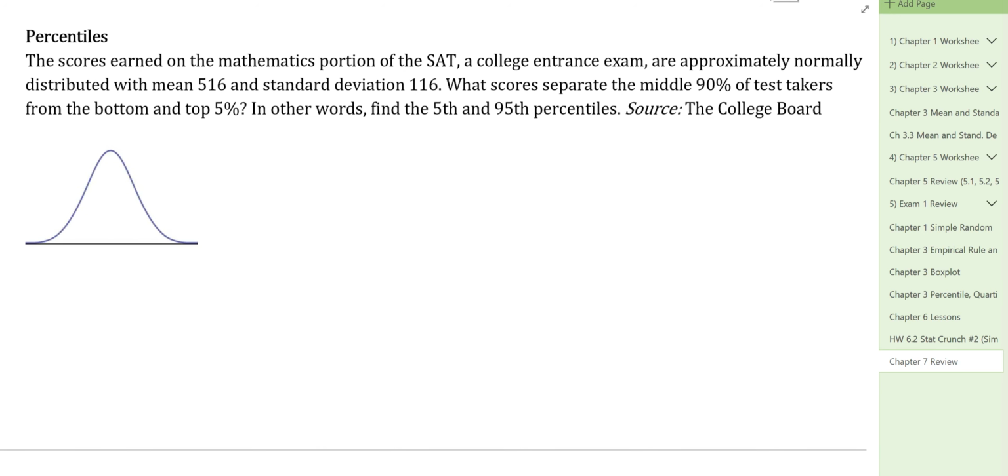The scores earned on the math portion of the SAT, a college entrance exam, are approximately normal. I'm given normal here, so I can use the normal distribution with a mean of 516 and a standard deviation of 116. What scores separate the middle 90% of the test takers from the bottom and top 5%? So let's draw it and write down the given information first. I'm given normal, so I'm going to write normal, distributed with a mean of 516 and a standard deviation of 116.